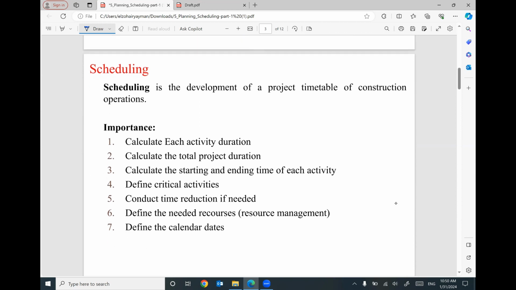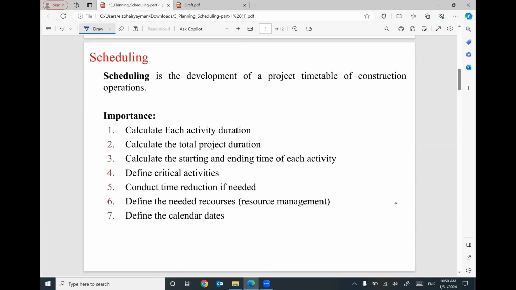What is the meaning of scheduling? Scheduling is the development of the project timetable of construction operations. That means we are going to talk about time, when we can finish the project, when we can start each activity. So the question when means time.